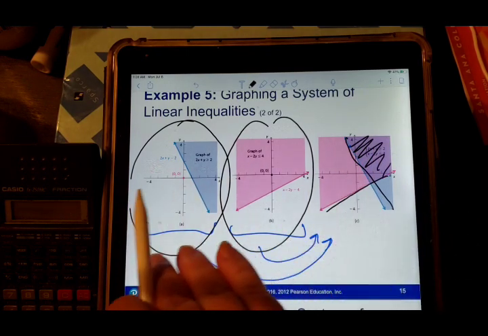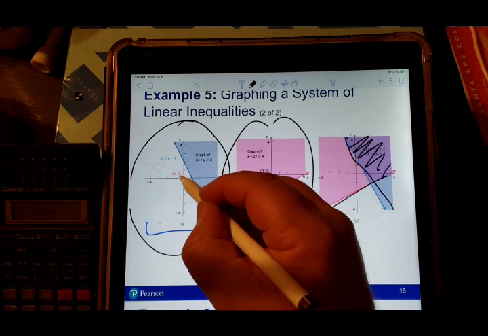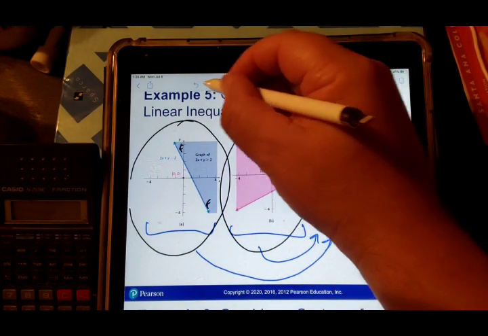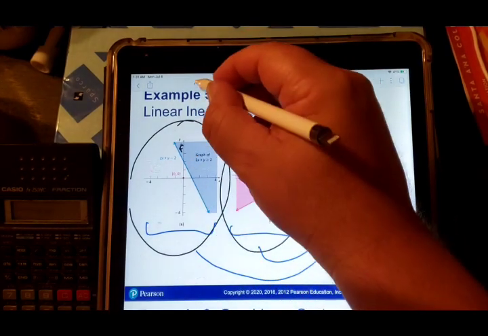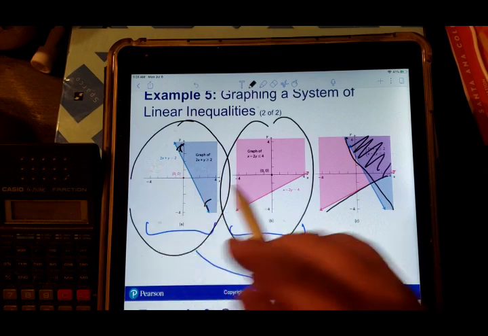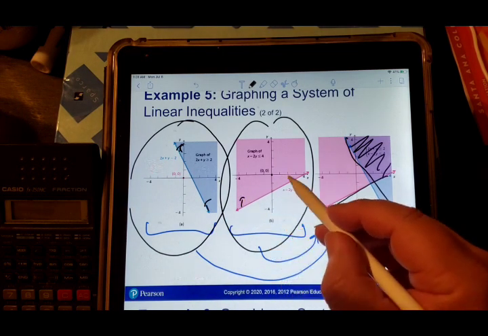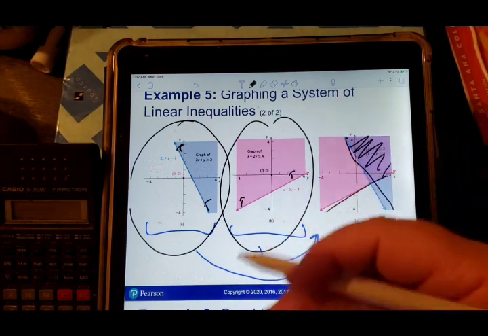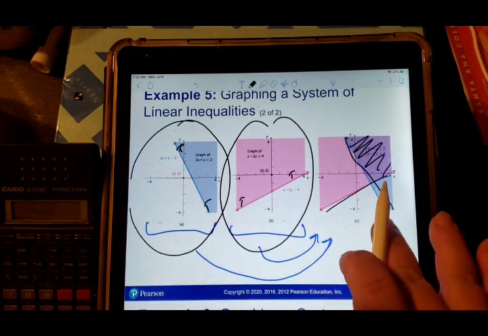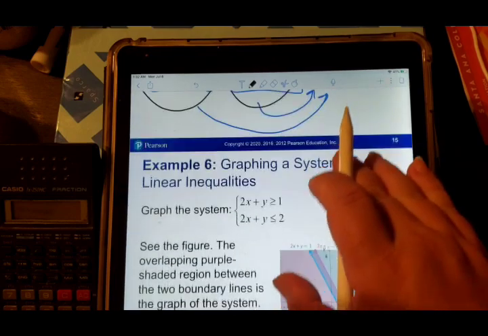I don't disagree with what the author is doing here. The author is saying if you test 0, 0, you'll find out this is the true side. Yeah, I wrote false. You'll find out that's the true side. And if you test 0, 0, you'll find out this is the true side. So yeah, what the author is saying isn't inaccurate. It's just when it plays out, it feels a lot different than that.